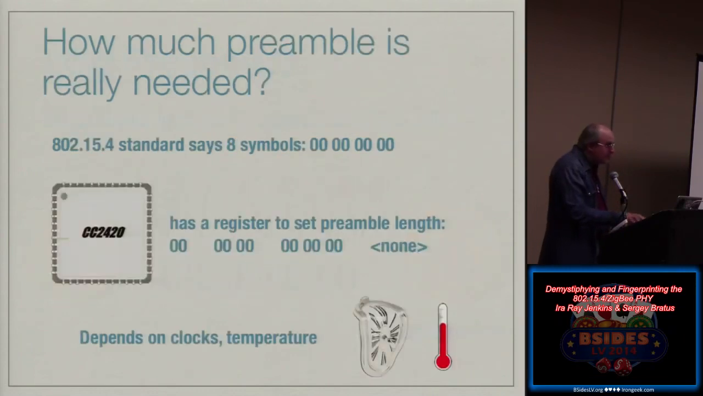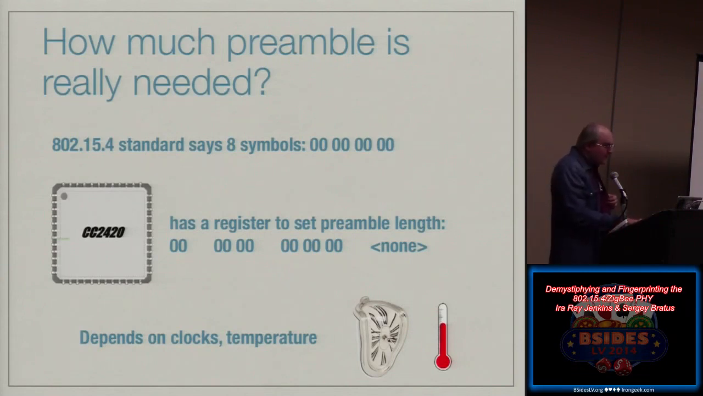And so the question is, how many of those bytes is actually enough? 4 nibbles, 4 bytes, 8 nibbles, can the clock synchronize itself with a shorter sequence? Luckily, we can check that. A Chipcon 2420 has a special register that contains the preamble length. So we can send different sized preambles, and we can receive different sized preambles. And clocks drift differently. In fact, it depends on the temperature.